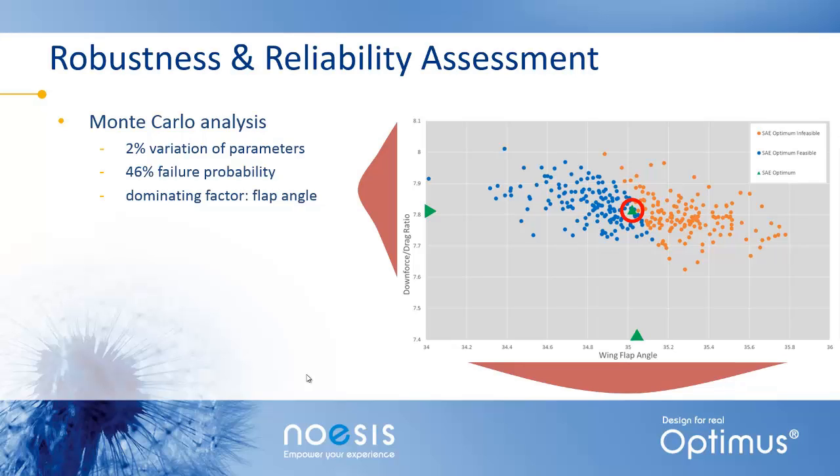Now the next step is to perform a robustness and reliability assessment. We apply the same 2% parameter drift to each of our input parameters, and what we quickly find is that there's a 46% failure probability in this probabilistic distribution of our input parameters. So these are designs that had a very high deflection.